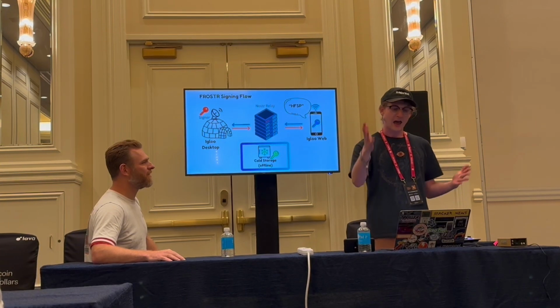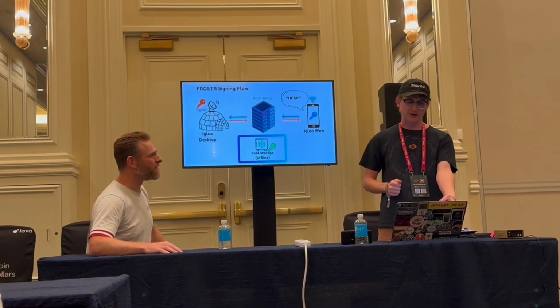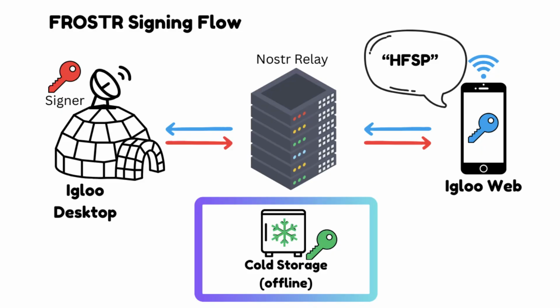I say, "Have fun staying poor" to whoever, and I send that to a Nostr relay, and my other guy on Igloo Desktop is listening. He contributes his partial signature, and in a second, I have my signature back, and Primal didn't know. They didn't know I used a multisig to create that signature.